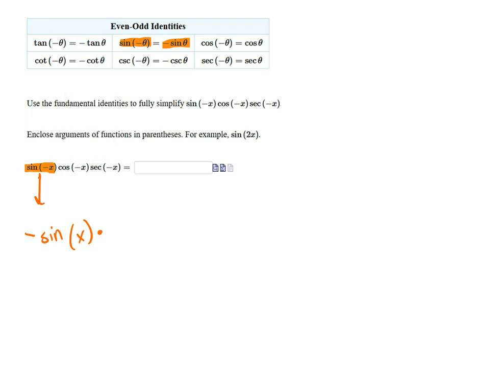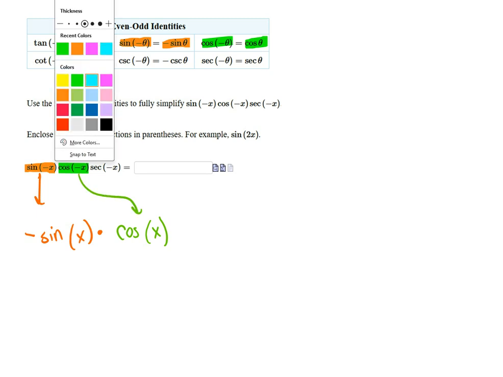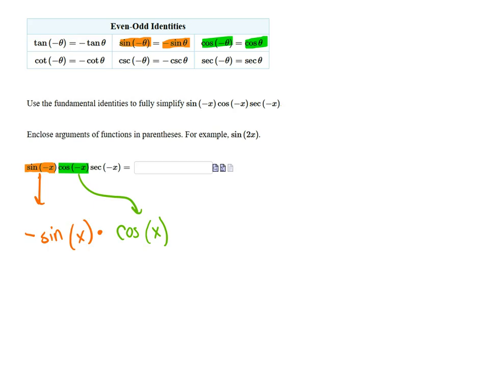And let's see, cosine of negative x. Here's cosine of negative theta. That's the same thing as cosine of theta, which in this case would be cosine of x. So that's this one. And then times, so there's a multiplication again, they're right next to each other.